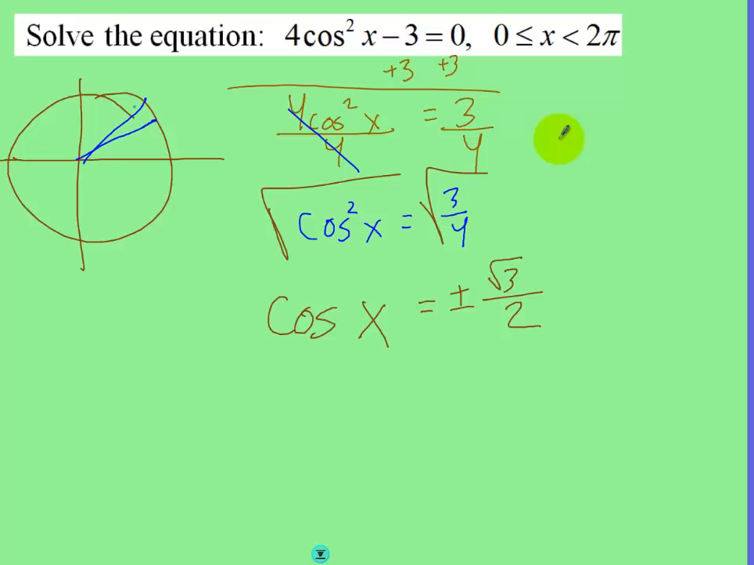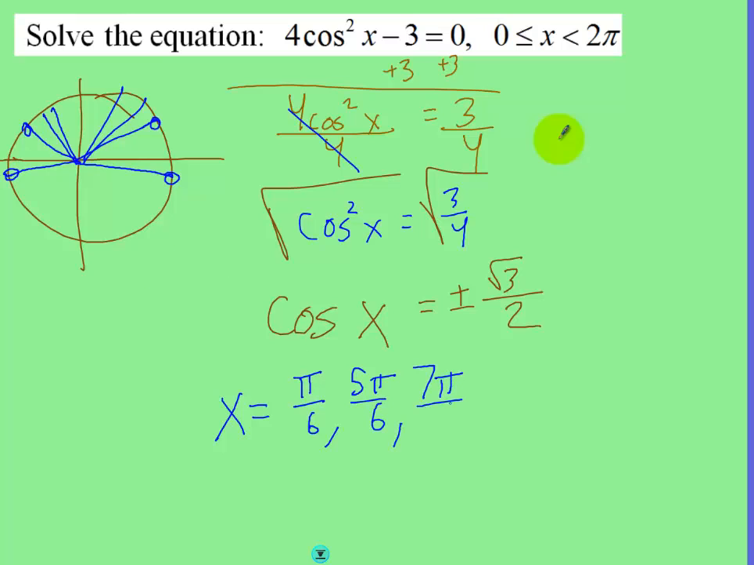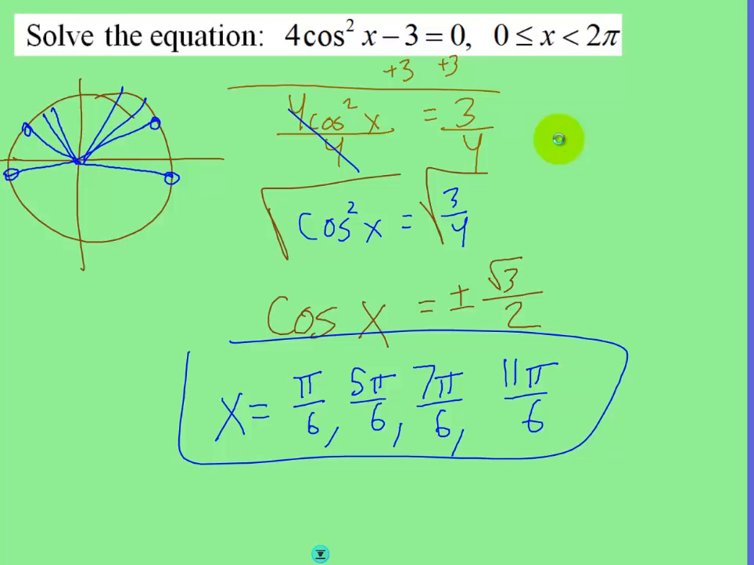And that's going to happen right here, and right here, and right there and there. So these are the 2 negative x values. These are 2 positive. So that's going to happen at x equals, the first one's going to be pi over 6. The next one right here is going to be 5 pi over 6. Next one's going to be 7 pi over 6. And the last one is going to be 11 pi over 6. Those are the 4 values where that's going to be true.